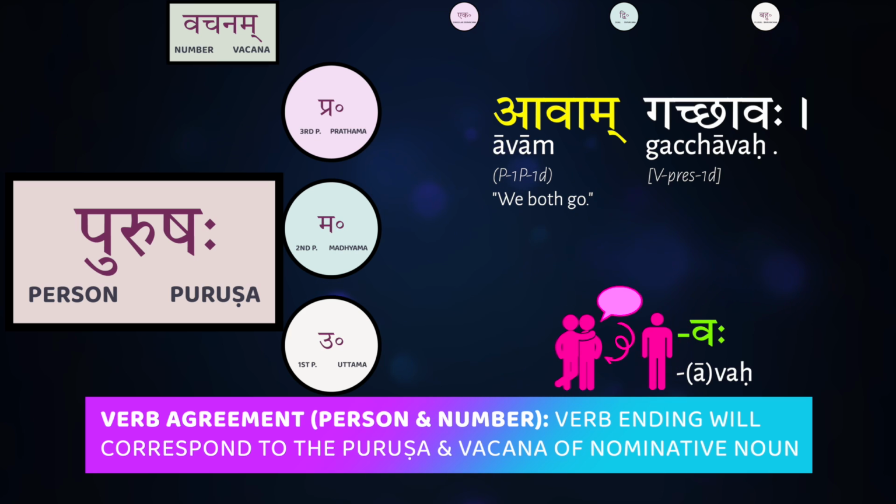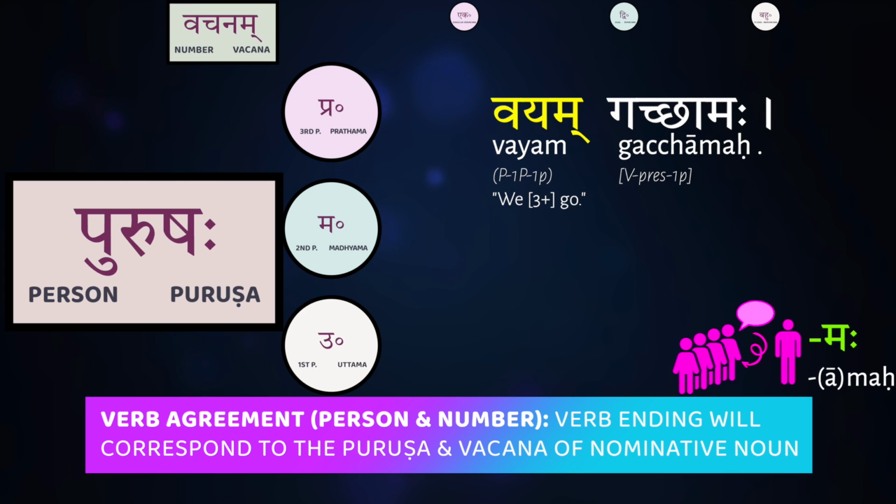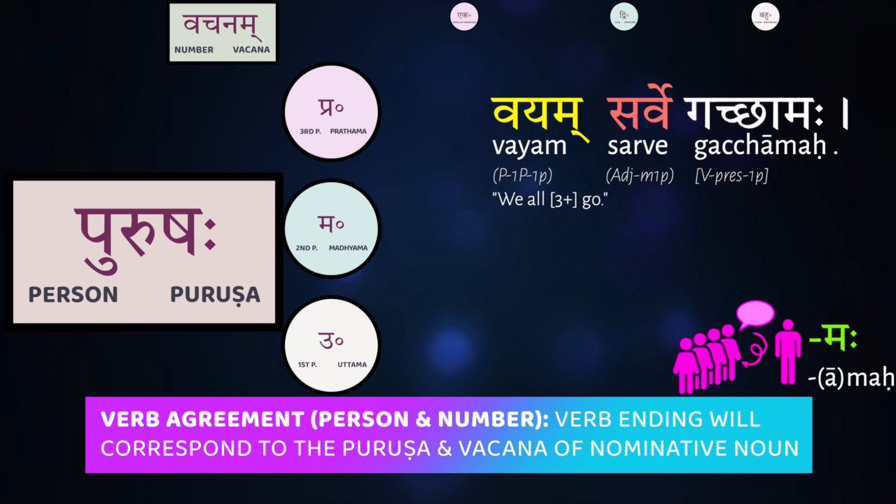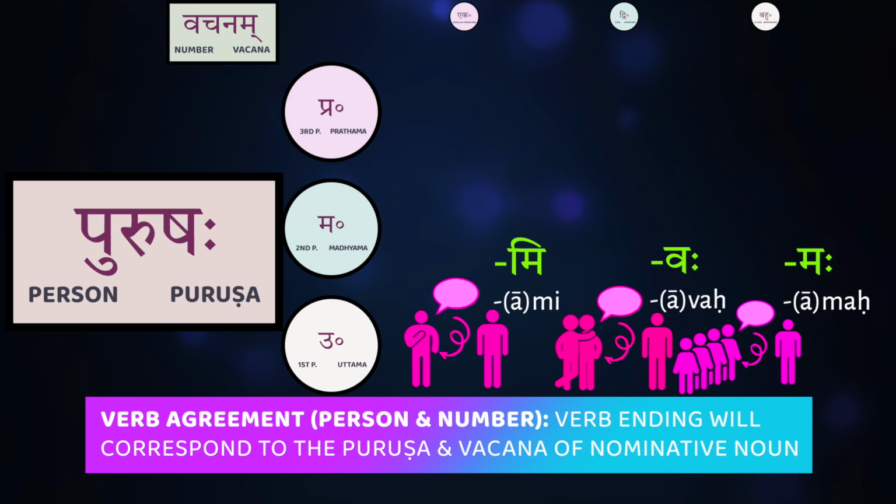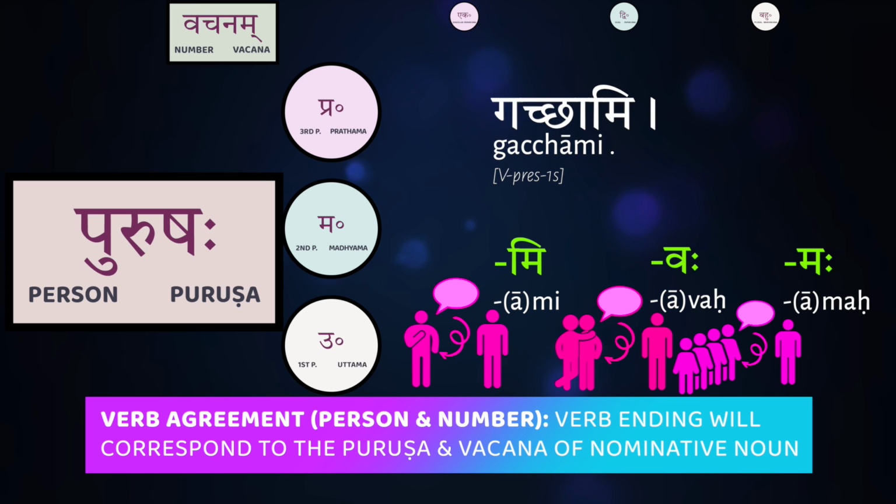If you and me, we are both going together, then it's going to be avam gacchavah. And if we are all going, including our three or more friends and family, then it becomes vayam sarve gacchamah. We are all going. These are each considered the uttama purusha. First you have the ekavachana, the singular, the dvivachana, the dual, the bahuvachana, the plural.